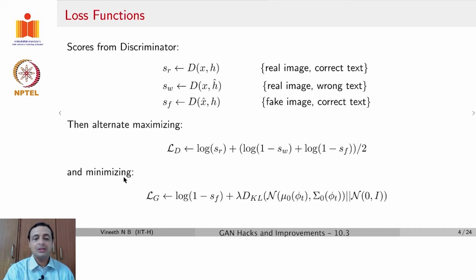Similarly, the generator tries to maximize log of 1 minus S_F because that's the job of the generator. It also tries to minimize the KL divergence between the output of the mu's and sigmas that you see in the initial layer at the end of the text embedding with the standard normal distribution.